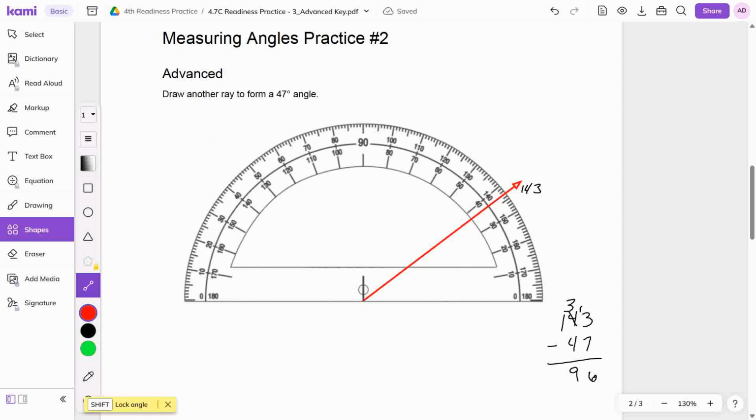So I need my other ray to go at 96. So I'm going to start right there at the bottom. And I've got to think 90. Here's my 95. So 96 is going to be right there, right past that 95.